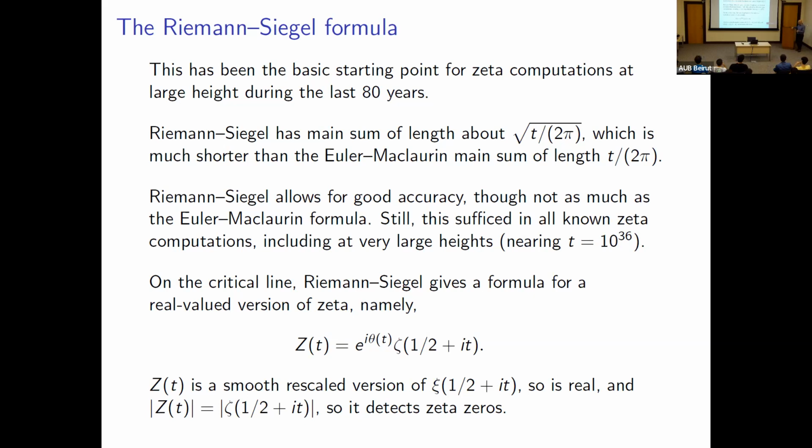The problem with the xi function is that there's a gamma factor. So when you go very high up the critical line, the gamma factor has exponential decay, right? So essentially this Z of t divides out the gamma exponential decay.